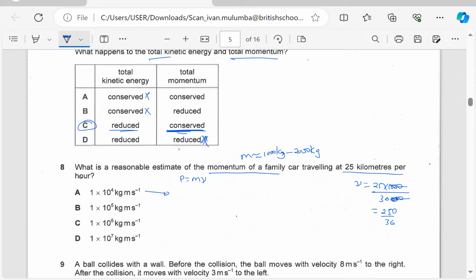Let's start with the first one. Remember, I will be making m the subject to check what value of m I obtain. For the first one, what is m? m is going to be the momentum, which is 1 times 10 to the power of 4 divided by 250 over 36, which is the same as 36 times 1 times 10 to the power of 4 divided by 250.